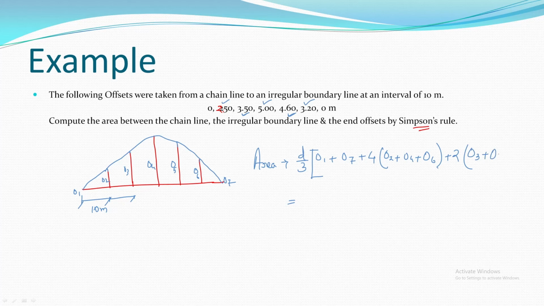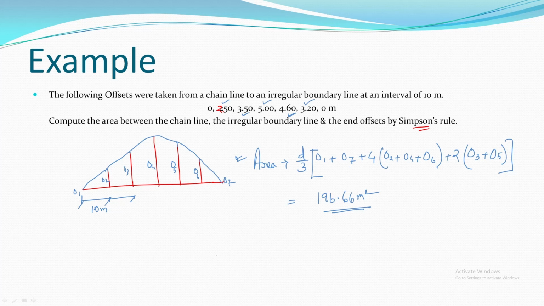So, O3 plus O5. If you put the values of O1, O2, O4, O6 and O3, O5 and also the value of D, that means 10 meter, we will get the area. So, let us see what is the value of the area. That is 196.66 meters square. Okay. So, this is the area if we consider Simpson's rule.